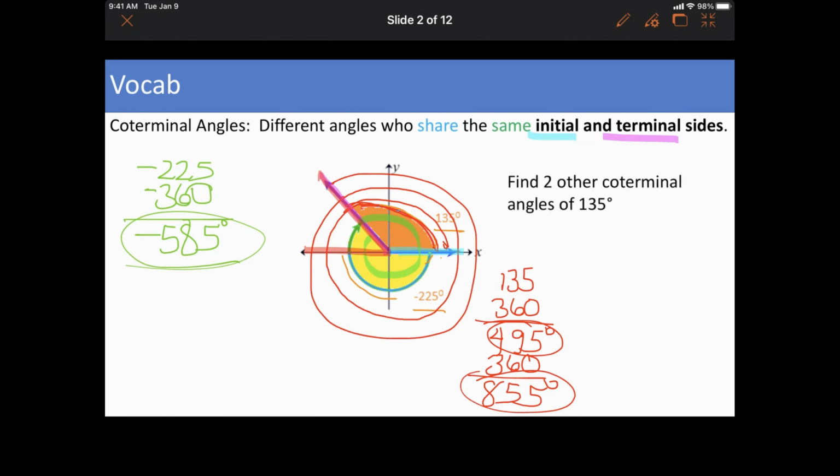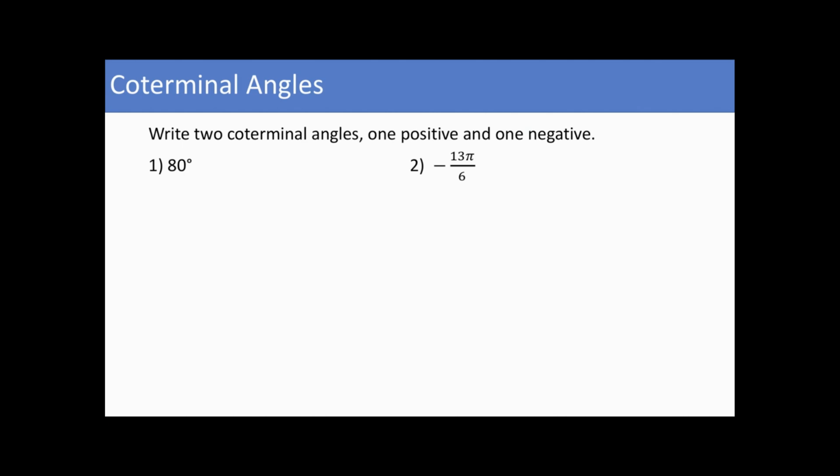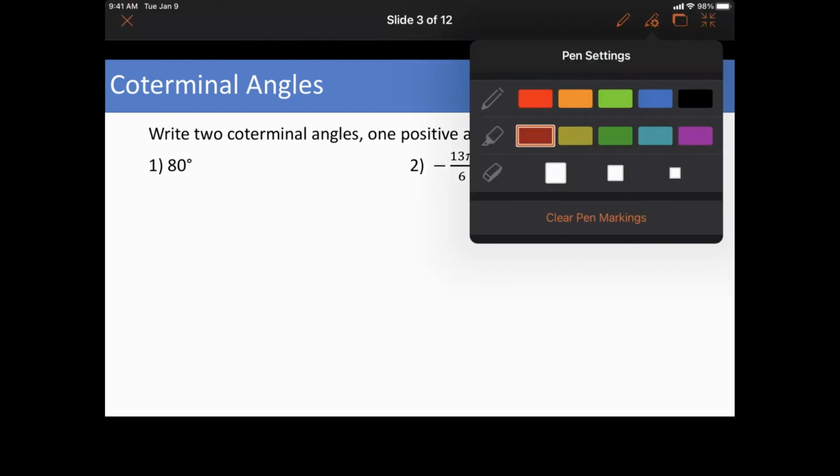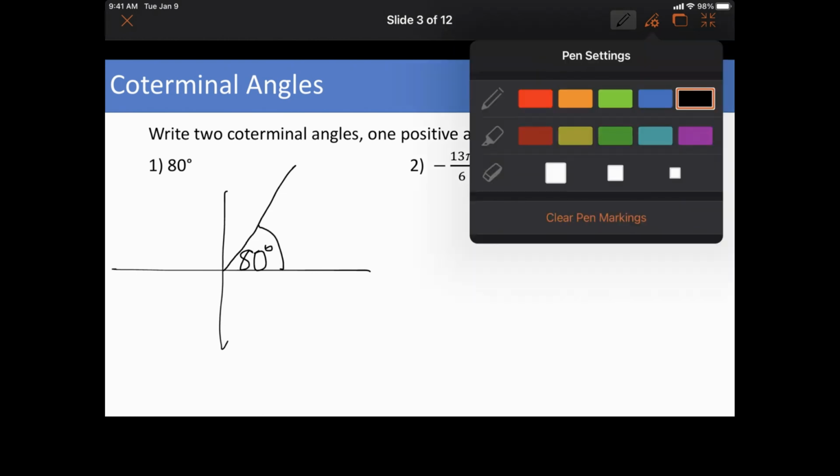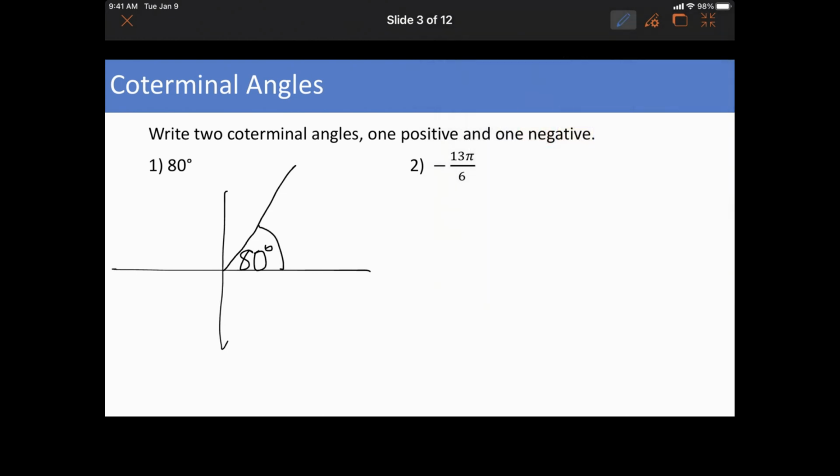All right, we've already done this. Okay, so let's practice. Write two coterminal angles, one positive, one negative. First of all, let's draw that one. What quadrant? Well, I believe it's going to be here in the first quadrant, like that. So let's write another positive one. I'm going to take it and go around one more. So that's 80 plus 360. That's going to be 440. So that's one positive.